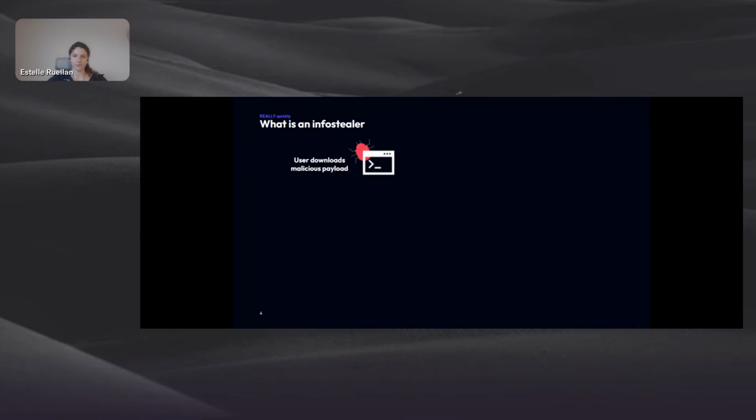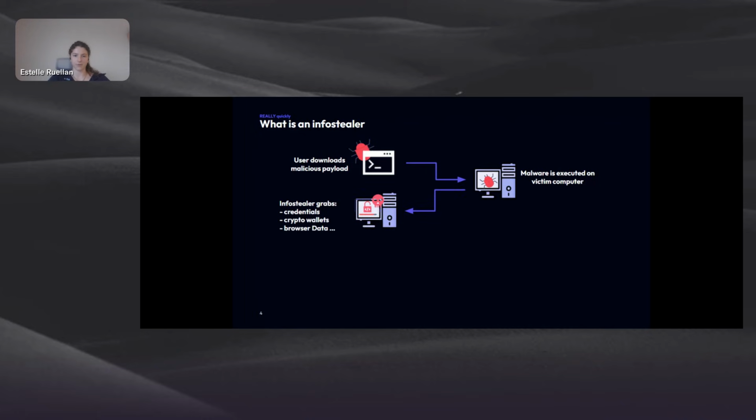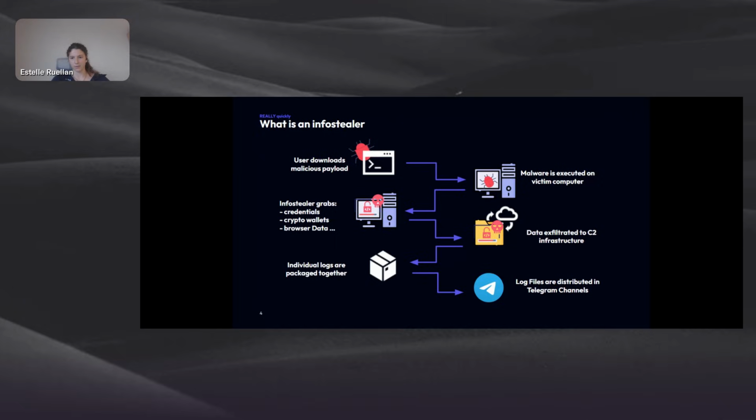So let's get on the same page of what is an infostealer. It's basically a piece of malware which is hungry for data. So how does the infection happen? Usually the user downloads a malicious payload, it executes on the compromised device, and then it will grab anything that could be valuable to the threat actor. So credentials, crypto wallets, sometimes even pictures from the device or browsing data. The data is then exfiltrated through a command and control infrastructure, and then individual logs are packaged together into a nice little bundle before they are distributed on Telegram channels.